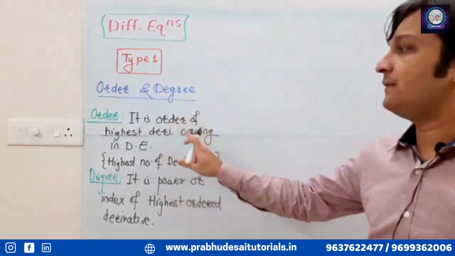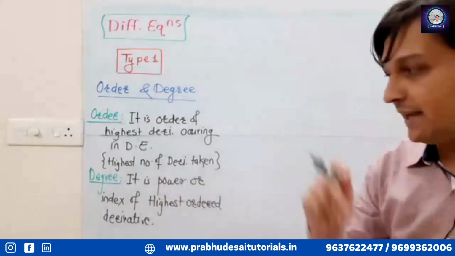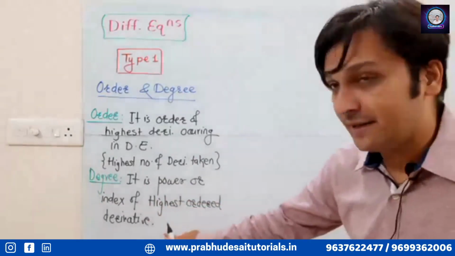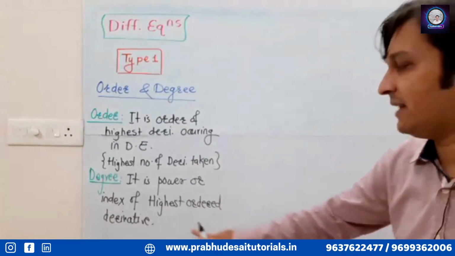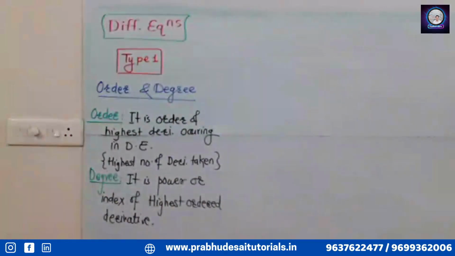Order is the order of the highest derivative occurring in the differential equation. That means the highest number of derivatives taken. And then write, degree is the power or index of the highest ordered derivative. I want you to write some more after this, but first write this one. Write this quickly, and once done, please let me know.